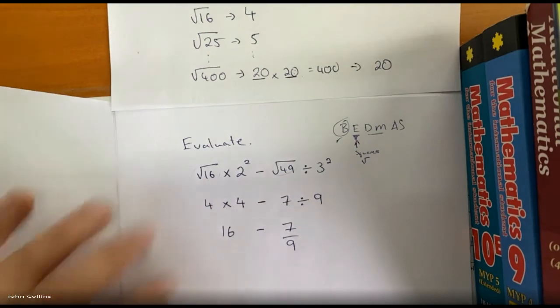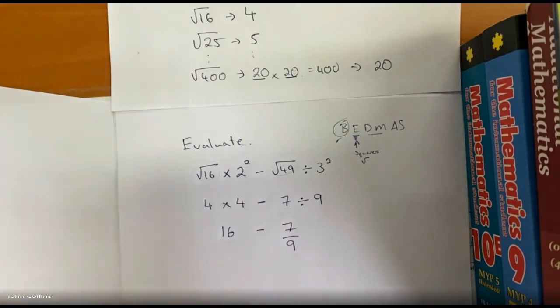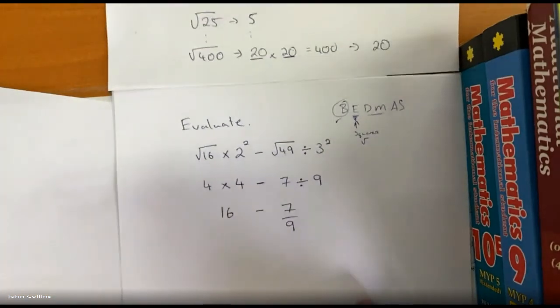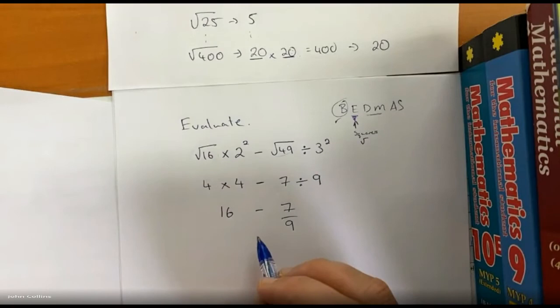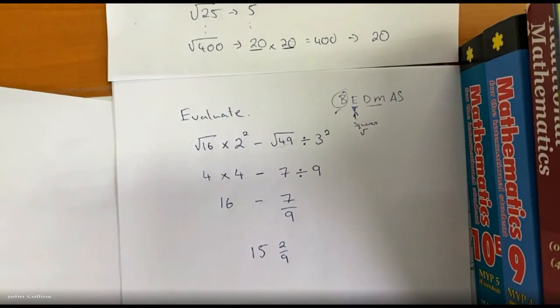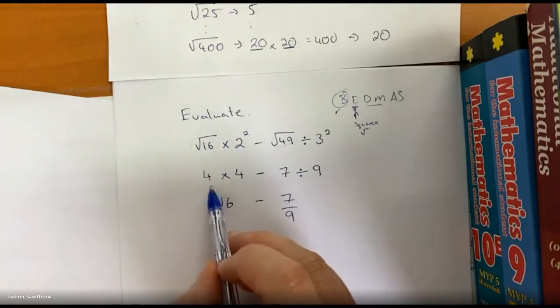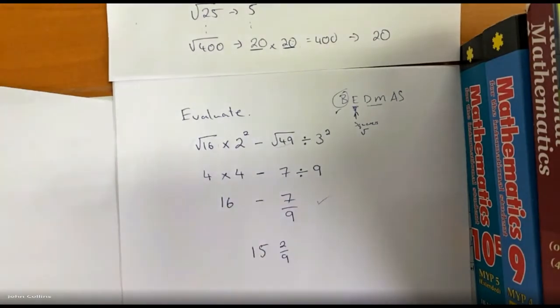You're not going to get one with fractions because you haven't really done fractions yet, but yours will have whole numbers. But 16 take away 7 ninths. Does anyone know 16 take away 7 ninths? What would that be? 15 and 2 ninths. Yes, exactly. 15 and 2 ninths. But that's a fractions question. We get to that later on in the year. But as long as you're able to get it to this stage, you could finish there, if you can't remember how to finish the fractions.